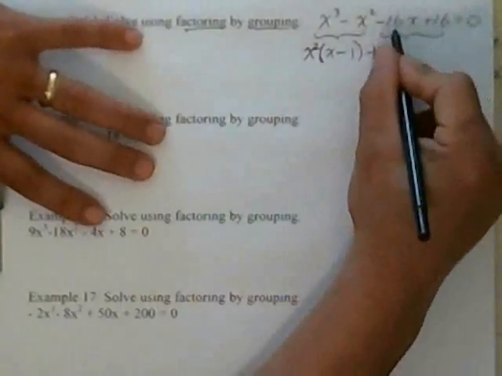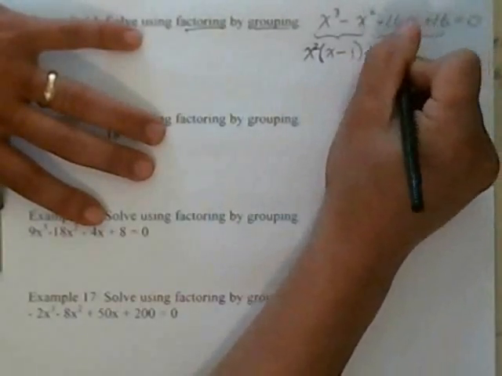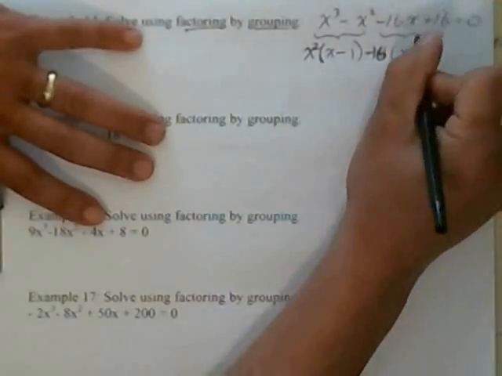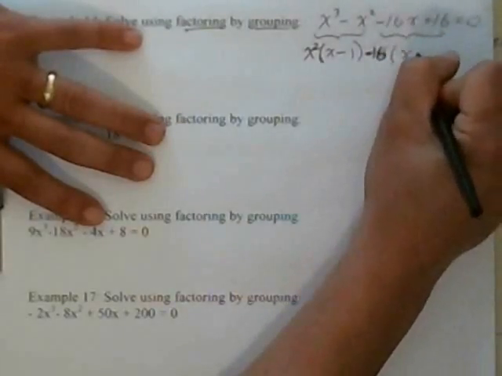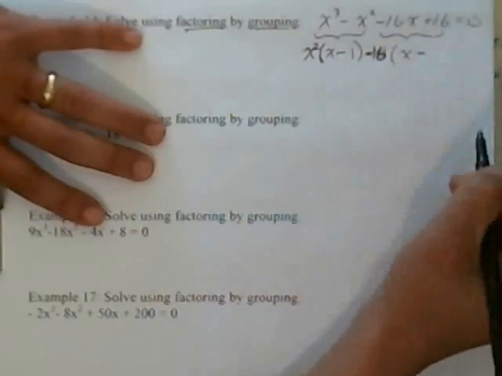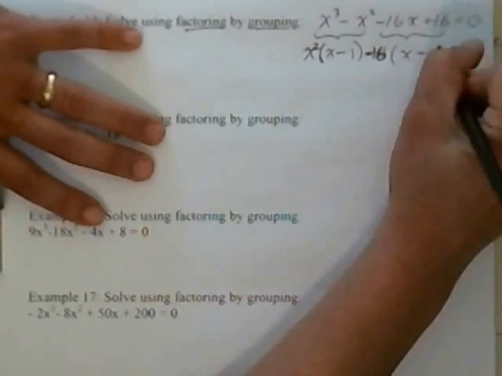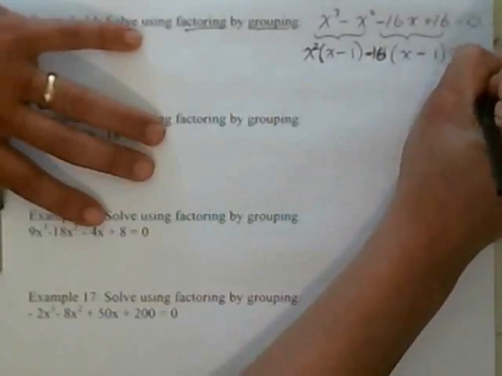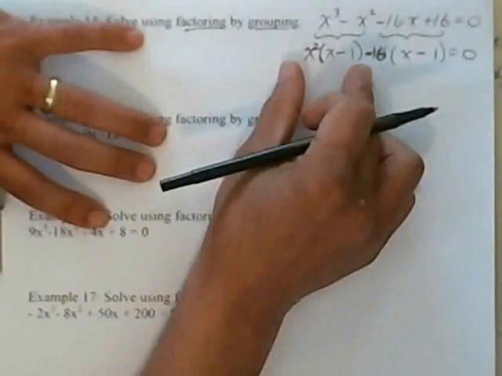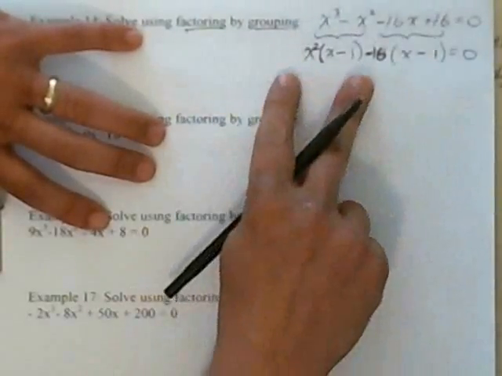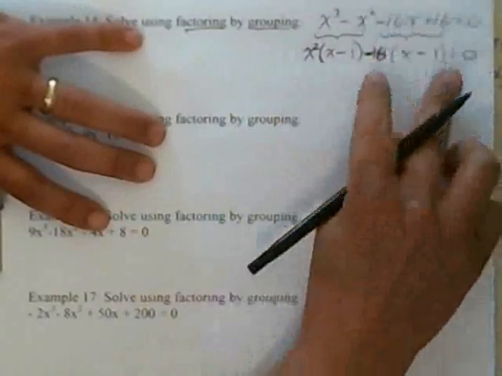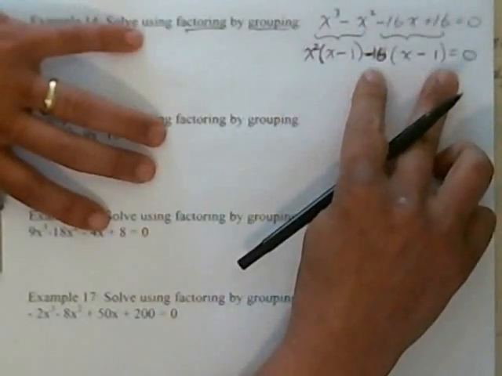Since I factored out minus 16 here, the only factor left is going to be x. Notice that since I put a minus here, I have to put a minus here. If I distribute that, I'm going to get plus 16. So the last factor is x minus 1. Now I have two terms: x squared times x minus 1. There it is right there. The second term, notice that minus right there, 16 times x minus 1.